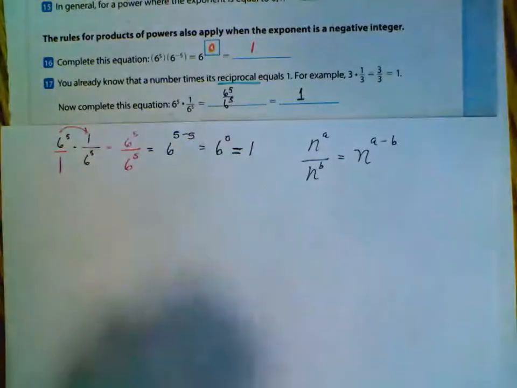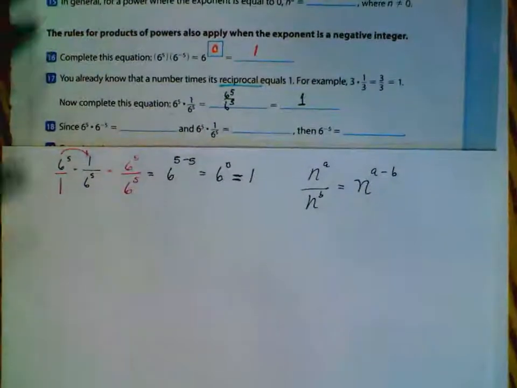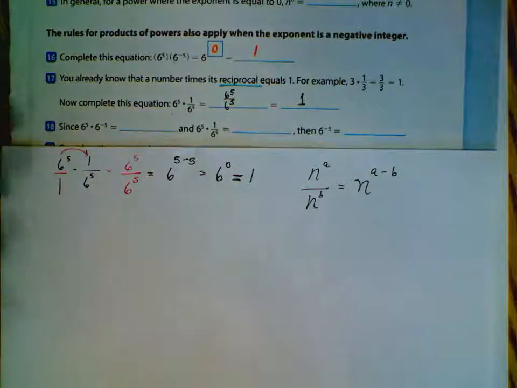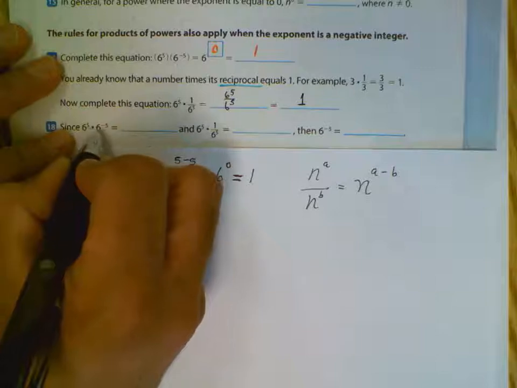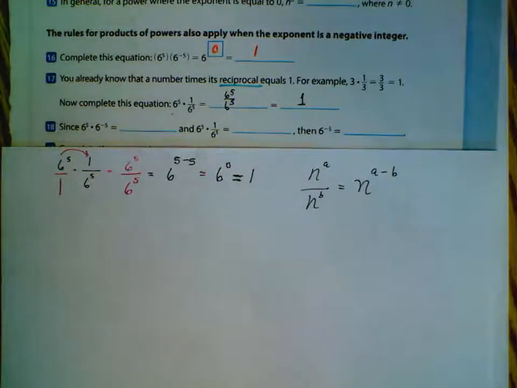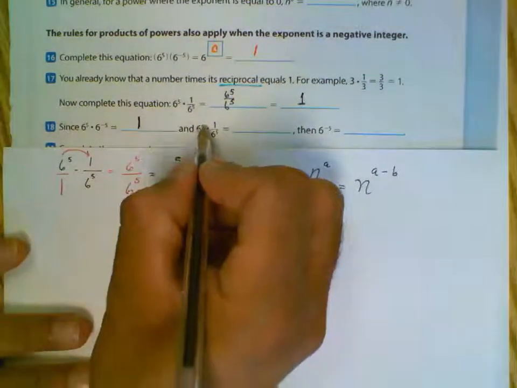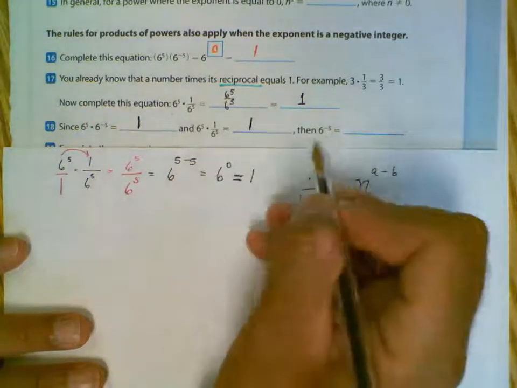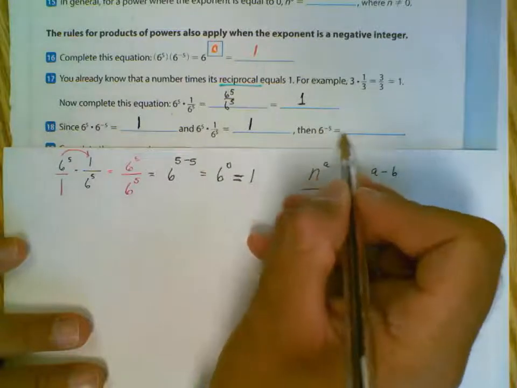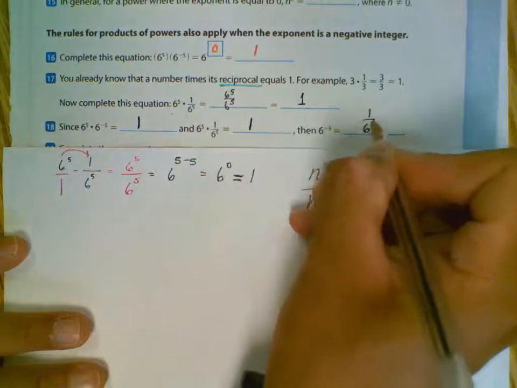Exactly the same solution. So it's up to you to choose the step. Now let's look at number 18. And I'm going to write it here. Since 6 to the 5 times 6 to the negative 5 is equal, in this case, we said 1, okay, it's equal to 1. And 6 to the 5 times 1 over 6 to the 5 is also equal to 1. Then 6 to the negative 5 is equal to 1 over 6 to the 5.